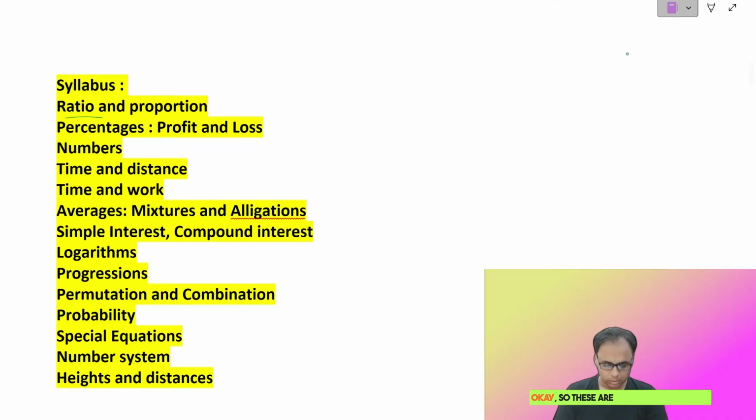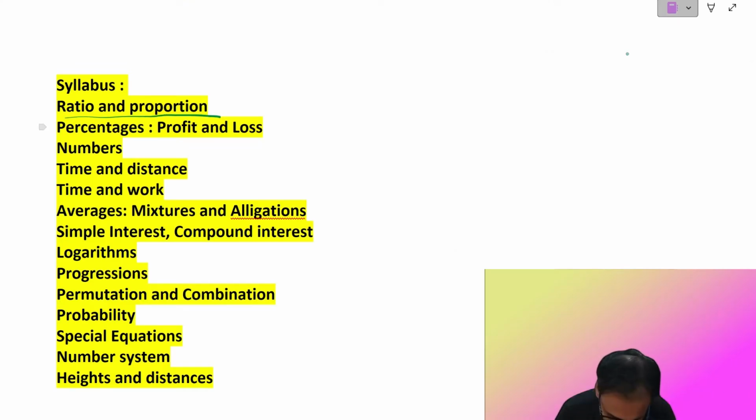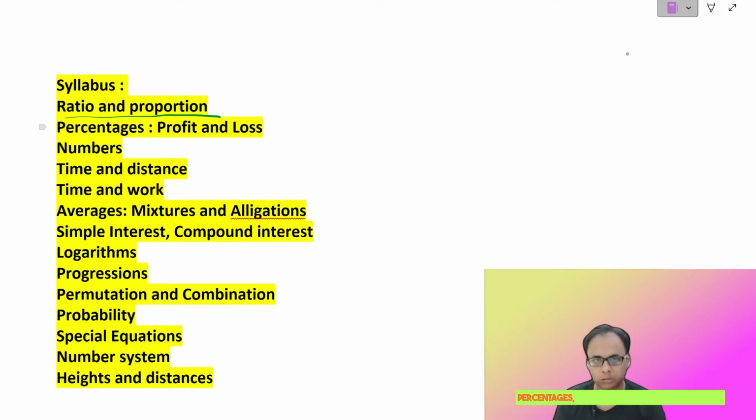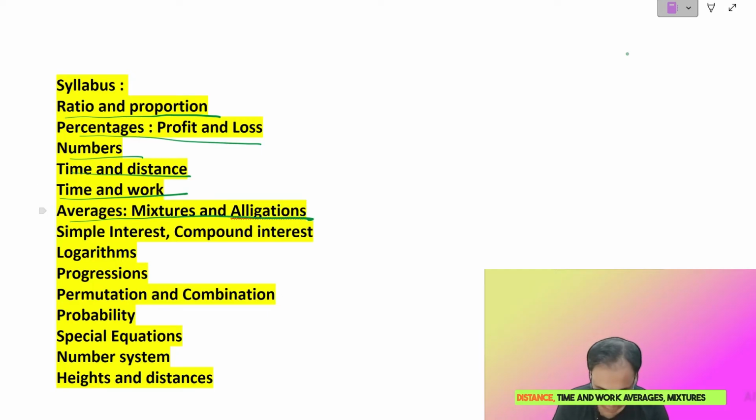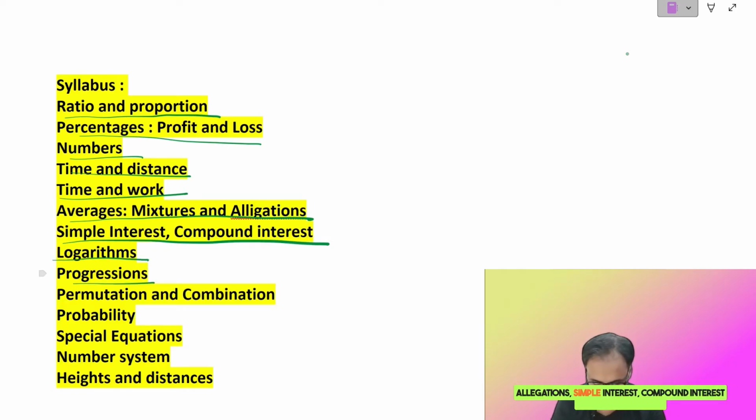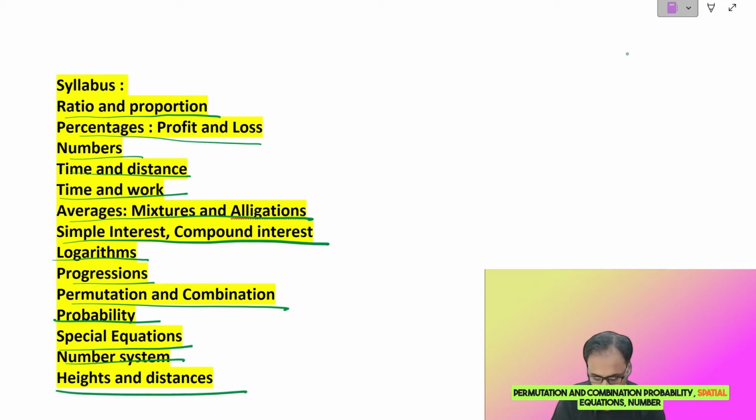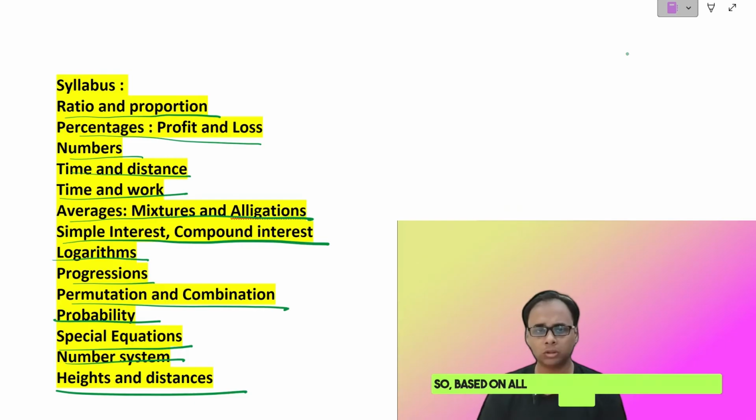These are ratio and proportion, percentages, profit and loss, numbers, time and distance, time and work, averages, mixtures and allegations, simple interest, compound interest, logs, progressions, permutation and combination, probability, simple equations, number systems and so on. Based on all these concepts, 16 questions are framed and you have to solve them within 25 minutes.